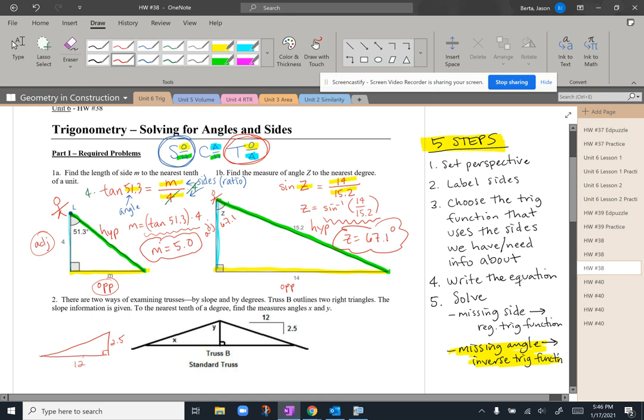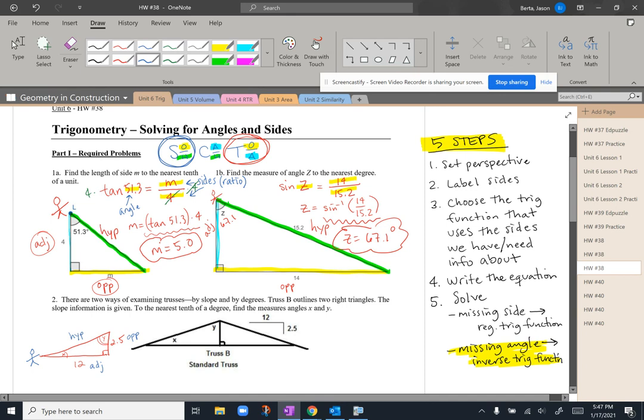We've got for every 12, and this could be inches, centimeters, whatever, for every 12 inches of run on this roof, it raises by 2.5 inches. So we can create a similar triangle with those same proportions. We've got x is an angle here, y is an angle here. All right, so this is the triangle we want to solve. I'd say you should start by solving for x, which means step one would be set your perspective there. Step two, you would label the sides. Opposite, adjacent, and hypotenuse.